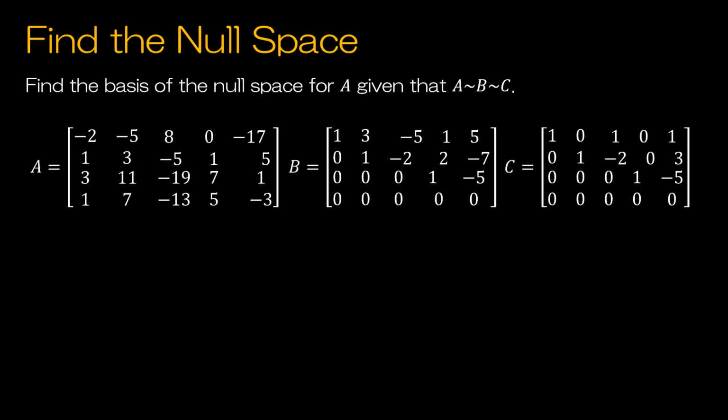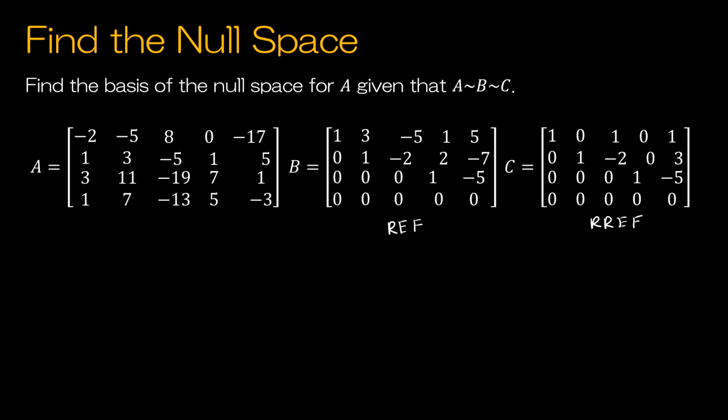Before we find the null space for A, I want to point out that A is row equivalent to B, which is row equivalent to C. And A is my original matrix, and B is in row echelon form, and C is in reduced row echelon form.